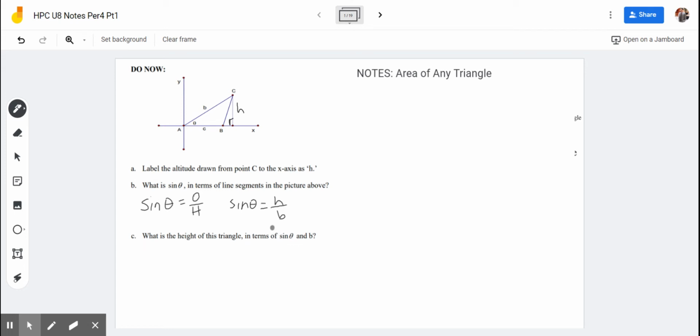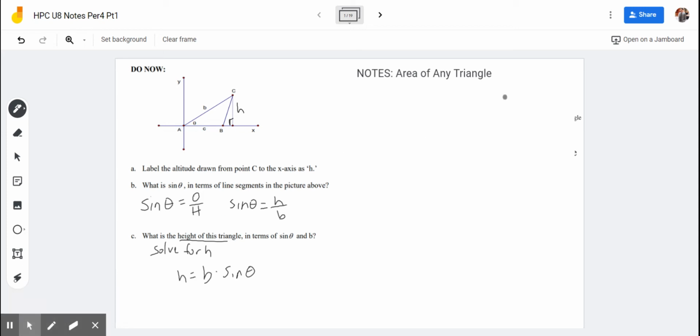What is the height of this triangle in terms of sine theta and b? So we're basically trying to solve for h. From this problem here, we would just multiply both sides through times b. So you have h is equal to b times sine of theta.